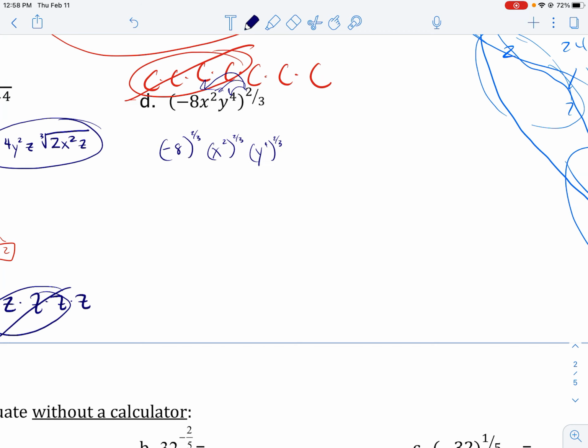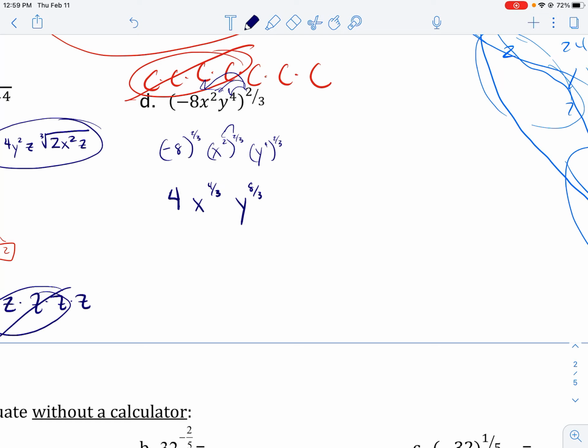So, this guy right here is going to be 4. You can just plug that in your calculator. This guy, we're going to multiply through, this is going to be x to the 4/3 power, and this is going to be y to the 8/3 power.